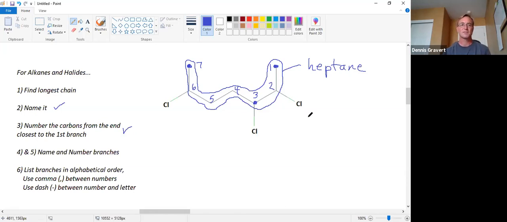Get to that branch as fast as you can. The first branches were tied, so find the second branch, and you can get there faster coming in from the right. All right, you found all the branches. Name and number them. Well, walk down the chain.